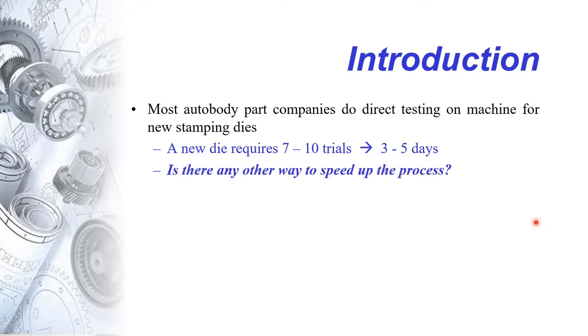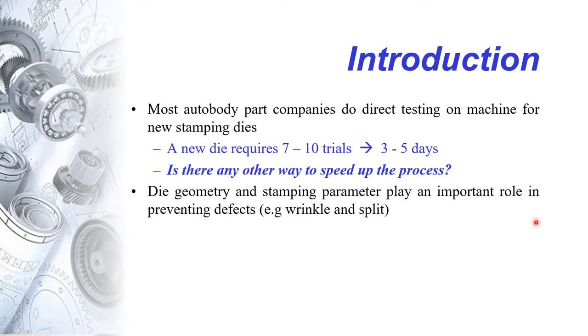There is a rising question whether there is any other way to speed up the process. One alternative is doing the simulation prior to making the dies. Die geometry and stamping parameters play an important role in preventing defects. So these need to be identified before we make new dies. And one of the ways to identify these defects can be through a simulation.